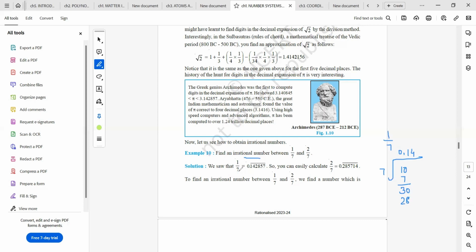So you can find out 1/7 by the method of division. So what you get? You get this as the answer, that this is a recurring decimal.